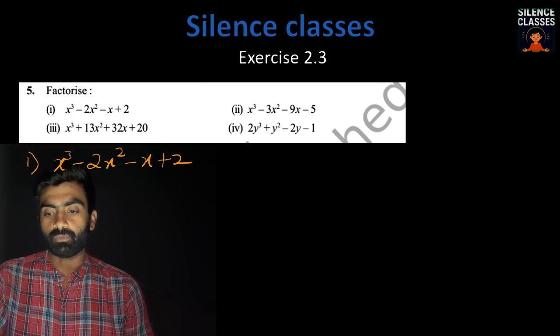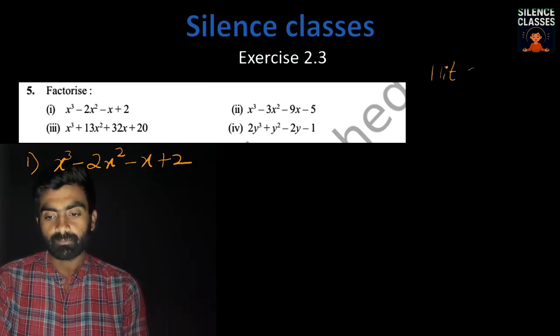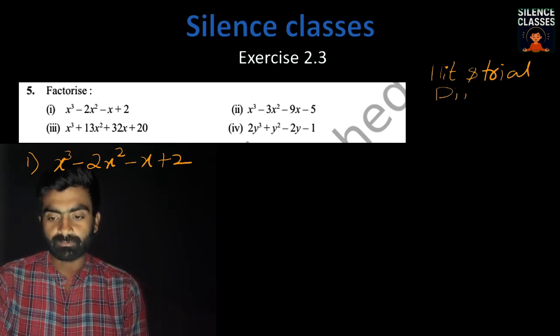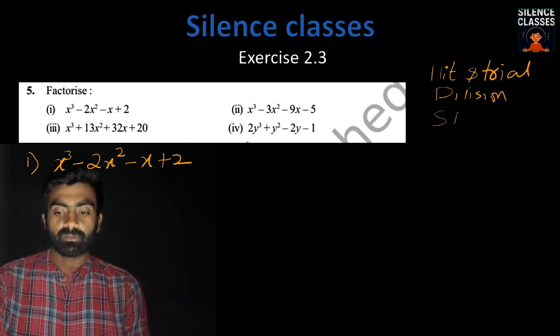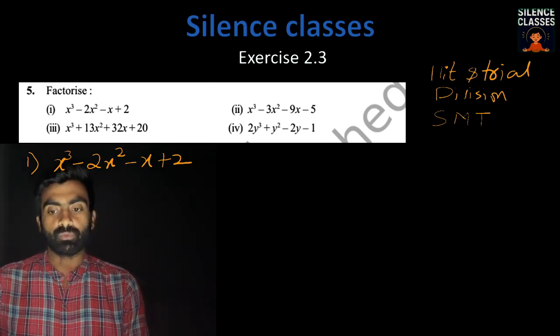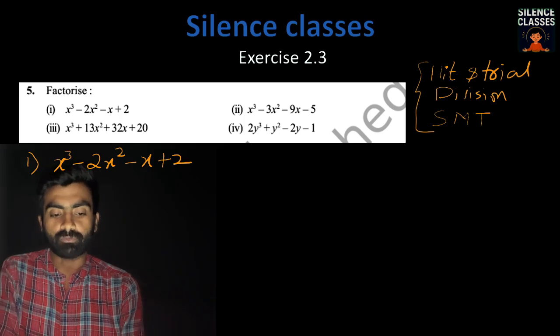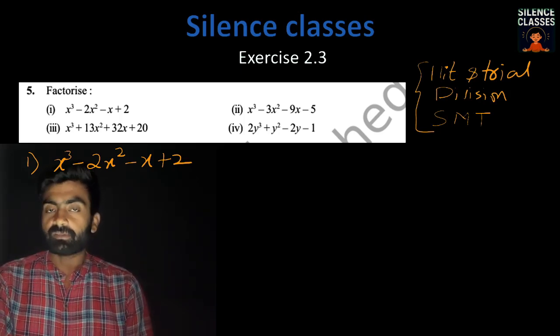First of all, we have to do the hit and trial method. Then, after the hit and trial method, we have to do division, and after that splitting the middle term. Okay, splitting the middle term. We have to apply these three methods to solve this particular question. So this is the easiest method.